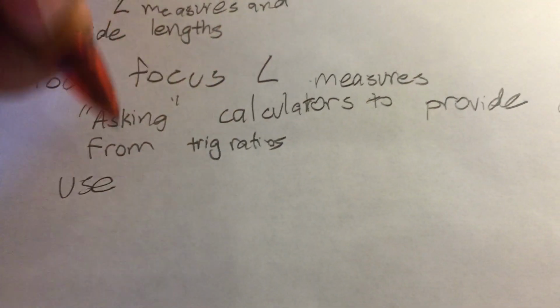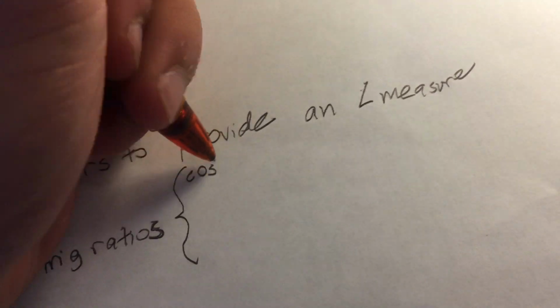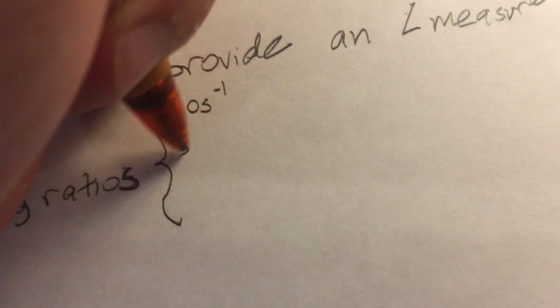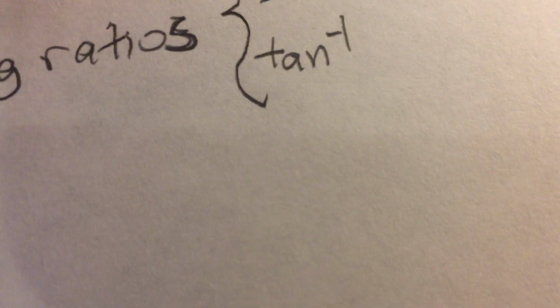Okay, moving back. So you would use inverse trig ratios. They're going to look like this on your calculator. So this is the inverse of cosine, which looks like cos to the negative 1. The inverse of sine is sine to the negative 1, and the inverse of tangent. That's what they're going to look like. It's not times negative 1.